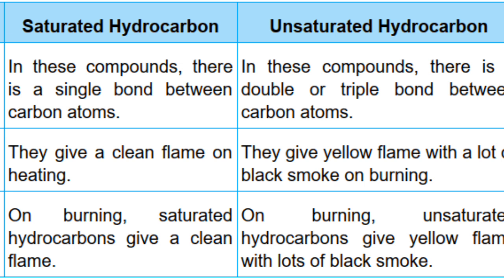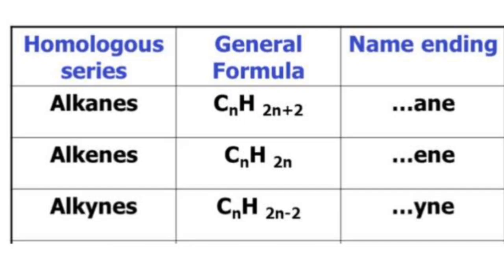Saturated compounds are hydrocarbons which contain single bonds between the carbon atoms. Examples can be methane, ethane, etc. Unsaturated hydrocarbons have two broad categories: alkenes and alkynes. Alkenes are hydrocarbons where a double bond is present between the carbon atoms. Examples: ethene, propene, etc. Alkynes are hydrocarbons that mainly contain a triple bond between the carbon atoms.